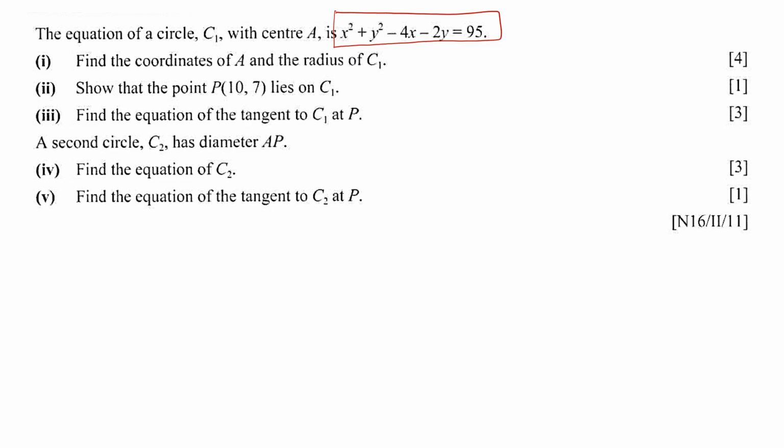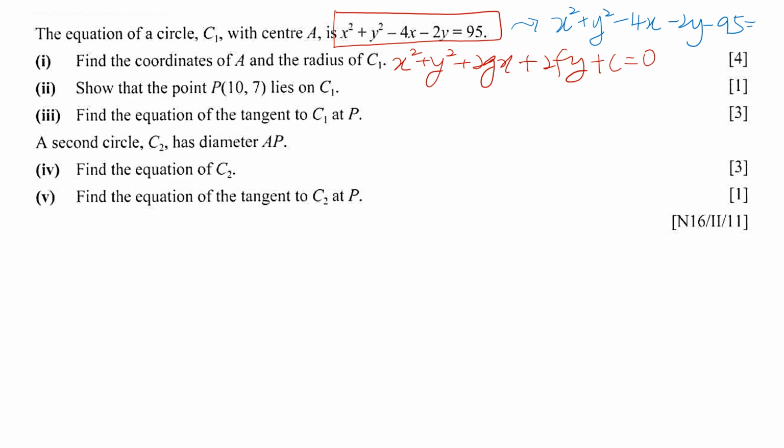Right, so we're going to compare it with the general form, that is x squared plus y squared plus 2gx plus 2fy plus c equals 0. In this case, we will need to rewrite this as x squared plus y squared minus 4x minus 2y minus 95 equals 0. So let's do a comparison: 2gx compared with negative 4x, 2fy compared with negative 2y, and the value of c compared with negative 95.